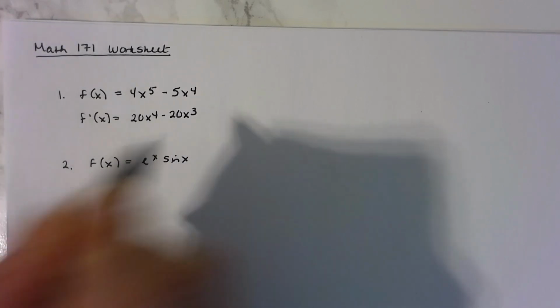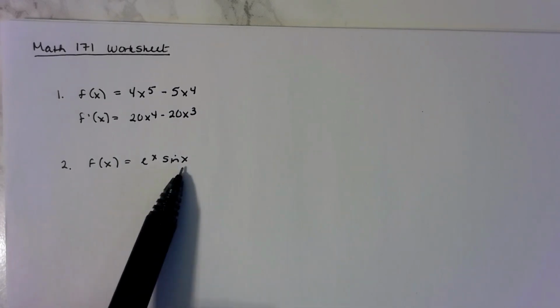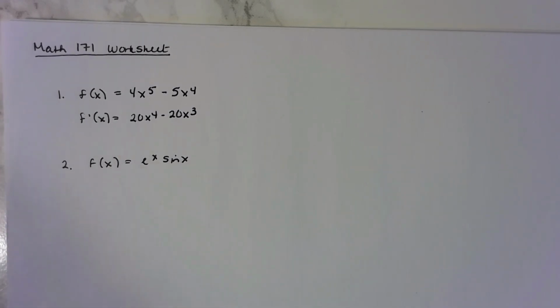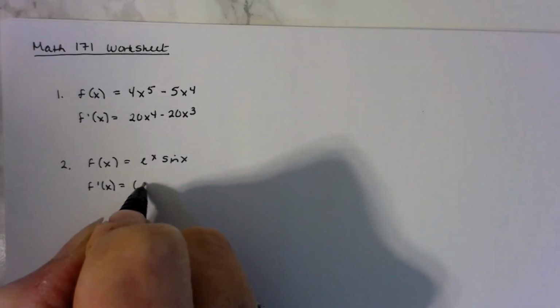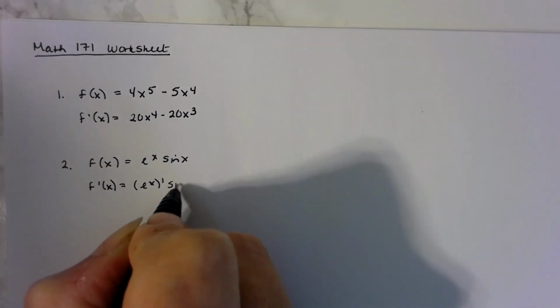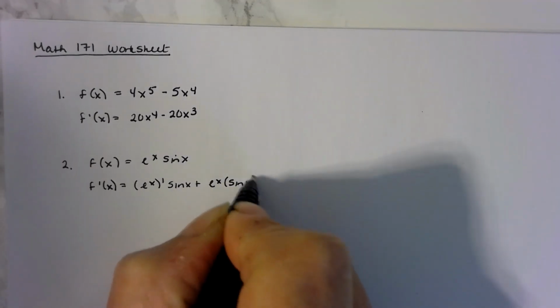Well, now I look at this and I say I've got a product. I have e to the x times sine of x. So that means I have to write out the product rule. F prime of x is equal to the derivative of e to the x times sine of x plus e to the x times the derivative of the sine.